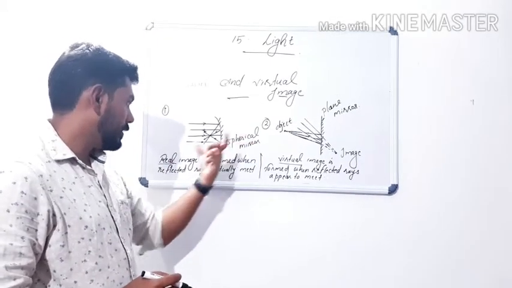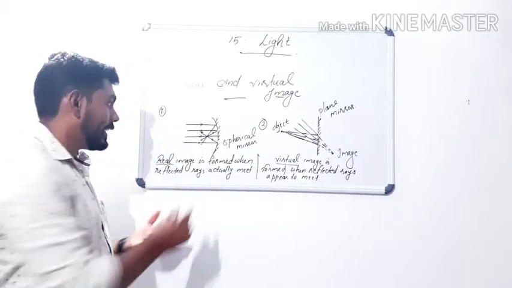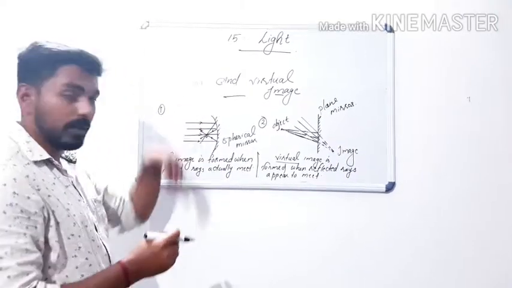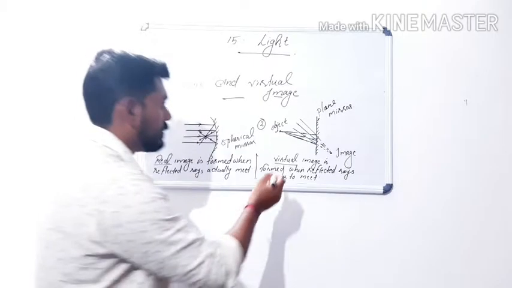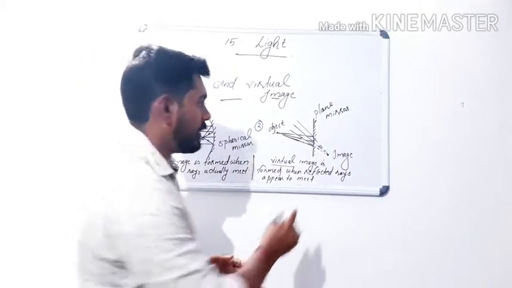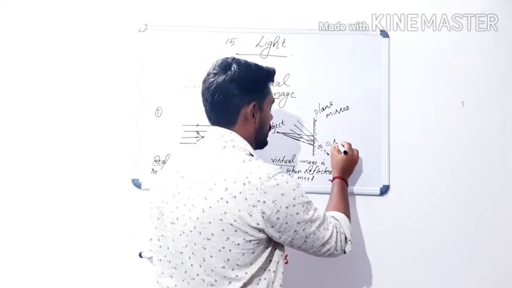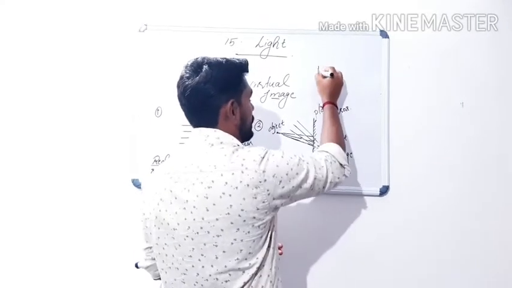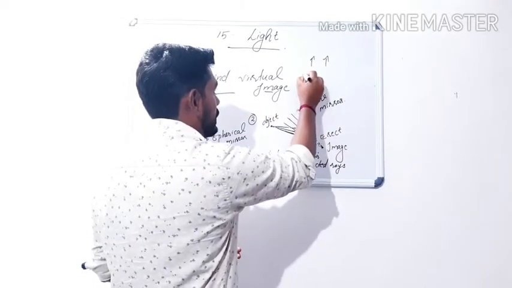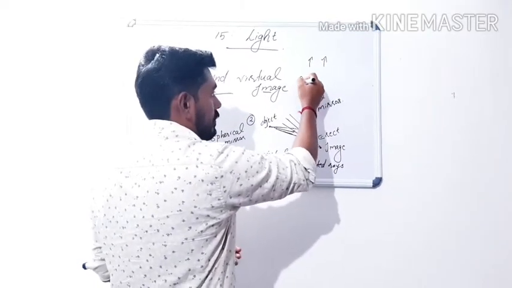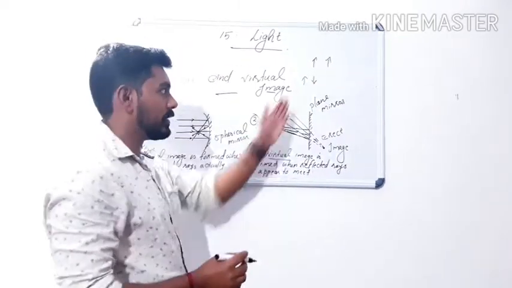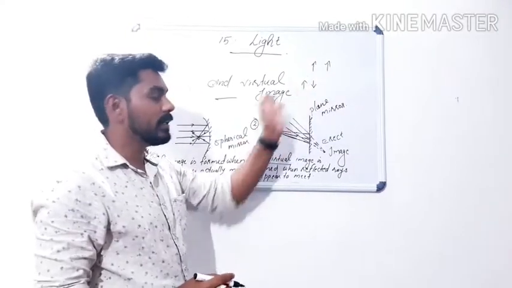Here in the spherical mirror, a real and inverted image is formed. The image is actually inverted, actually reversed. Here, the image is the same as the object; an erect image is formed. Erect means same as the object. Inverted means that if the object is upward, the image is downward. So these are the two differences between erect and inverted images.